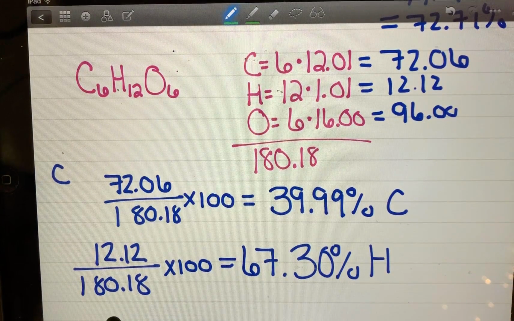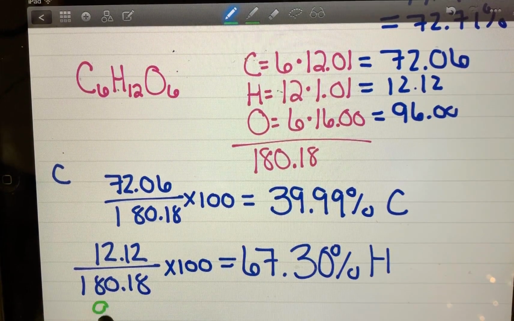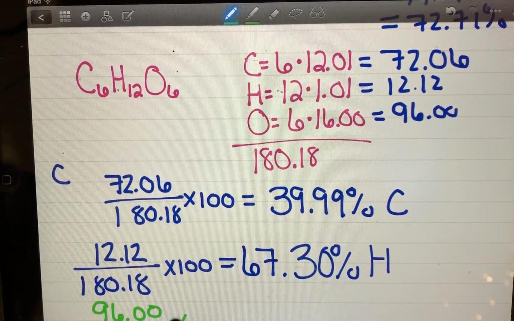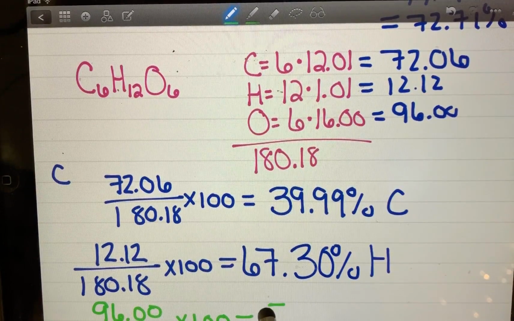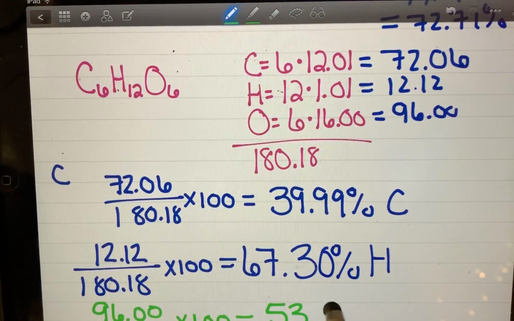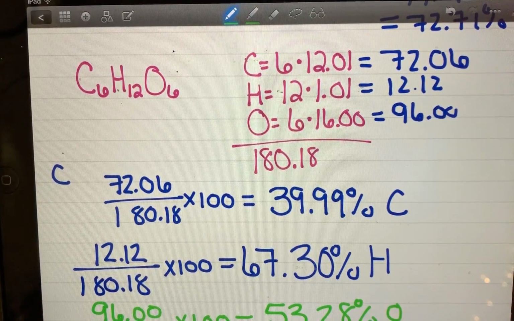And then the last one is oxygen, so that's 96 over 180 times 100, and that equals 53.28% for the oxygen.